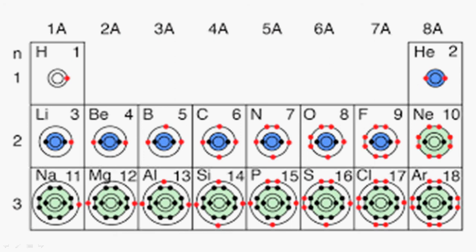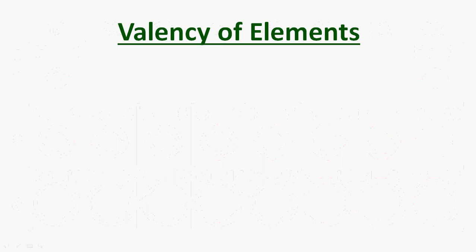Okay, likewise in the third period sodium is having 1 electron in the valence shell, magnesium is having 2, aluminium is having 3, silicon is having 4, phosphorus is having 5, okay, sulfur is having 6, and again chlorine is having 7. Argon is again the noble gas, it is having complete octet, having 8 valence electrons in the outermost shell.